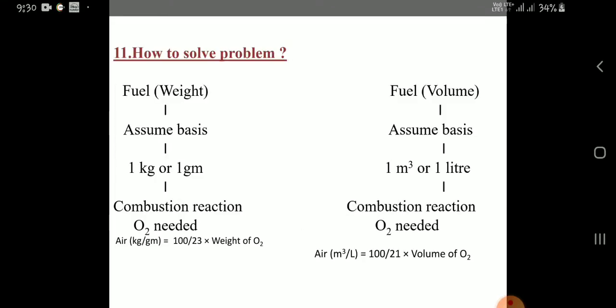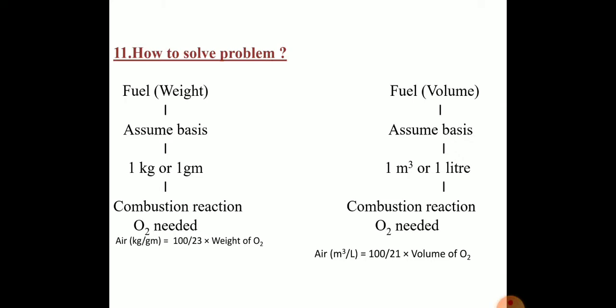These are the steps to solve the numerical problems based on combustion. First of all, check whether the fuel's weight or volume is given. Second step is to assume a basis: 1 kilogram or 1 gram by weight, 1 meter cube or 1 liter by volume. Write down the combustion reaction is the third step. And in the fourth step, oxygen needed comes.